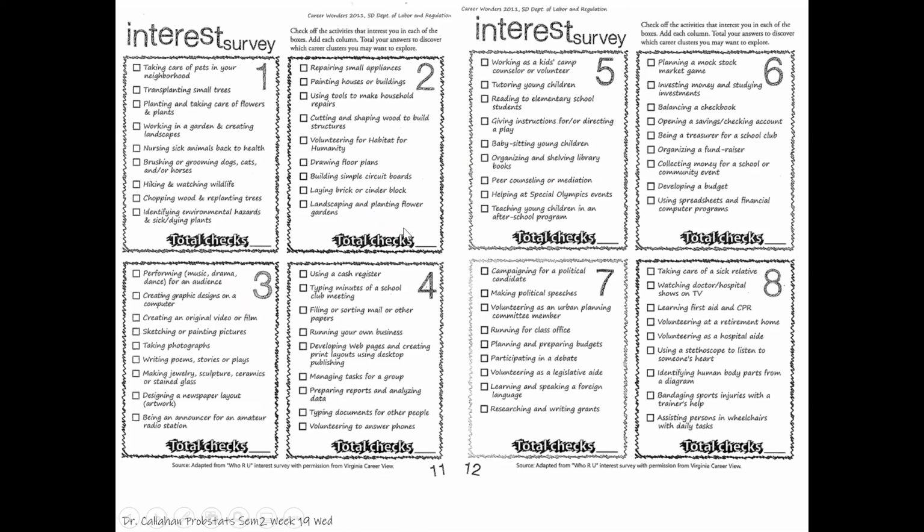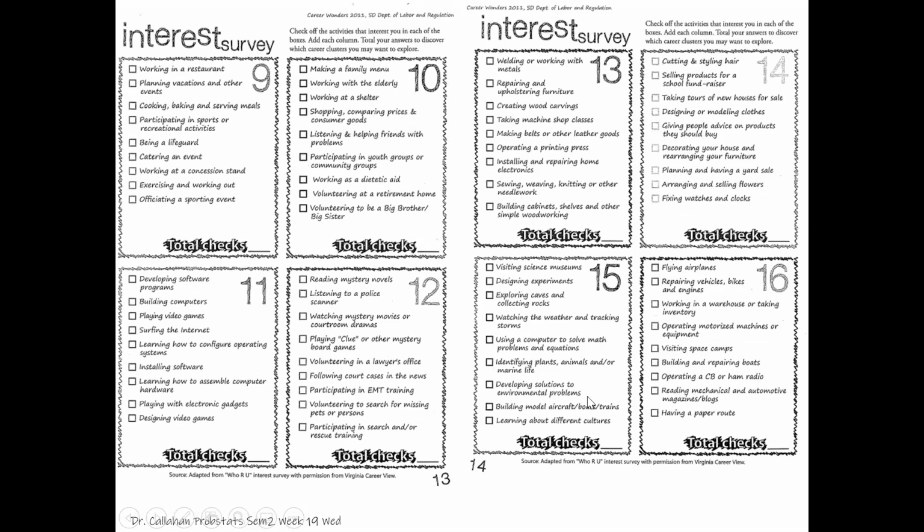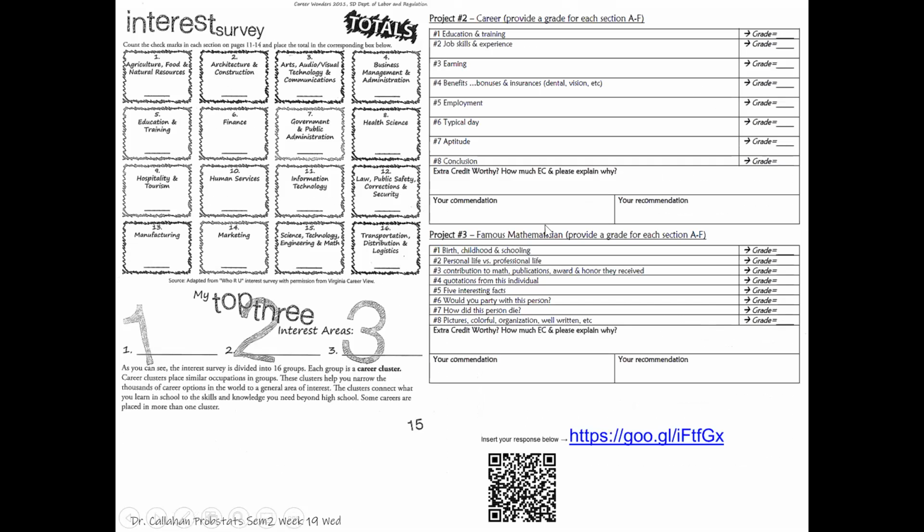Now what I want you guys to do is take this interest survey. Read this from 1 to 8, make a check mark on all of these things, and then put the total check mark on the bottom. Do the same thing for 9 to 16. Then at the very end, tell me which are your top check-marked boxes, and then tell me your top 3 interest areas. On the right side is the rubric for your project. You can either pick project 2 or project 3, and then insert your response here.